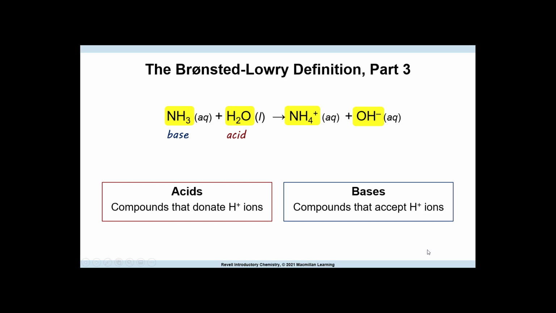Let's look at another example of a Bronsted-Lowry acid-base reaction. In this reaction, ammonia and water combine in an acid-base reaction. Which behaves as the acid? Which behaves as the base?